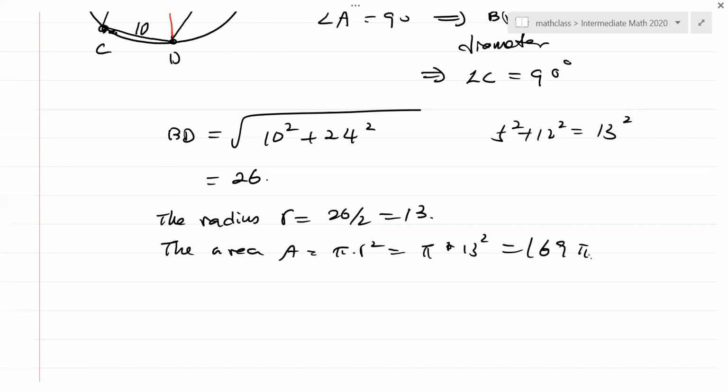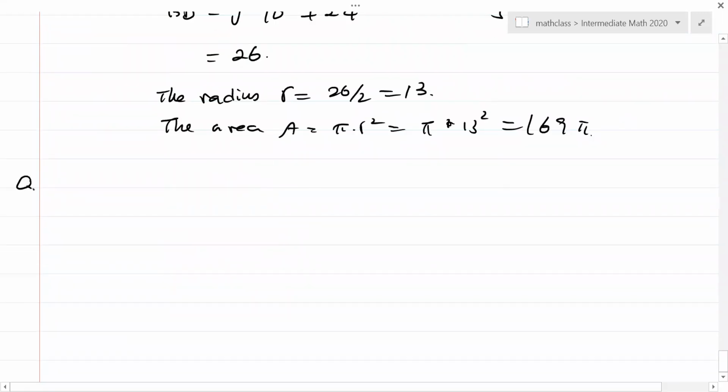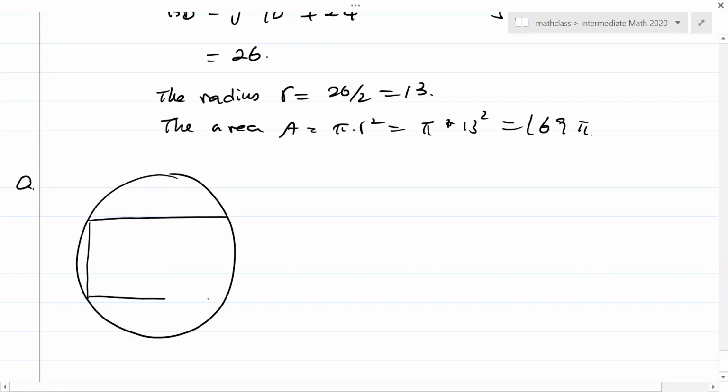All right, so let's talk about the next problem. I'm going to draw the circle. Inside the circle, I draw a rectangle. We are given the information for the rectangle: this is L, this is W. We just assume L equals 8, and W is going to be 6.